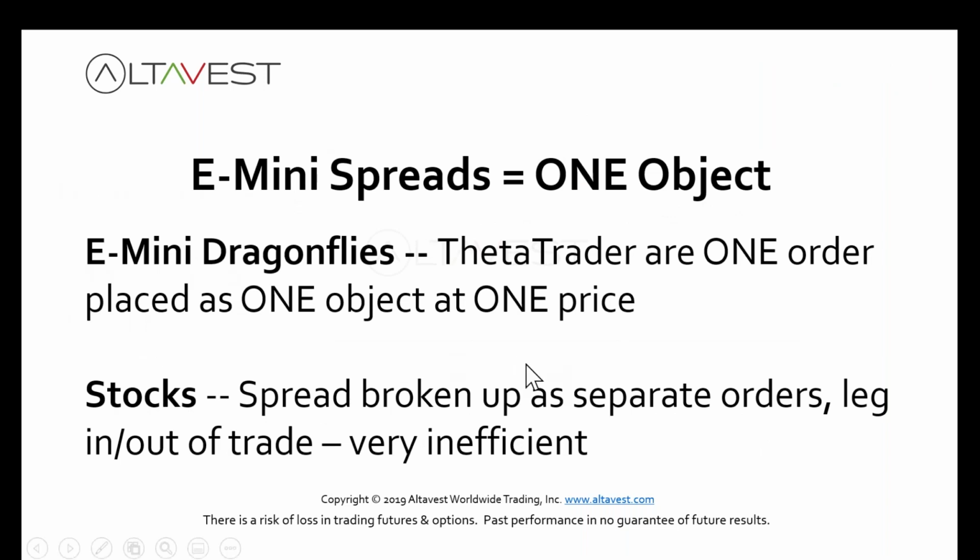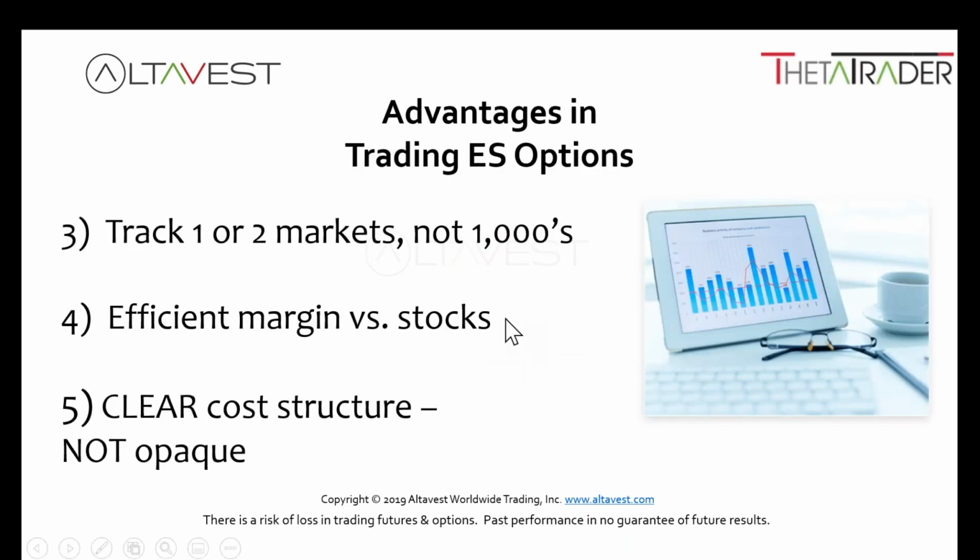And also, here's a big advantage. The E-mini spreads that we looked at, like the Dragonfly, trade as what they call one object with the E-mini options. So ThetaTrader places that as one order, as one object at one net price. So 6 different legs, all done in one order, one object at one price. You can't do a Dragonfly in the stock market. Try it. I've seen people try it. You can't do it with one order. You have to break it up into 2 separate orders and then monitor 2 separate spreads, and it's just a nightmare. Huge advantage, huge benefit, huge efficiencies in the E-minis that don't exist in those other spaces.